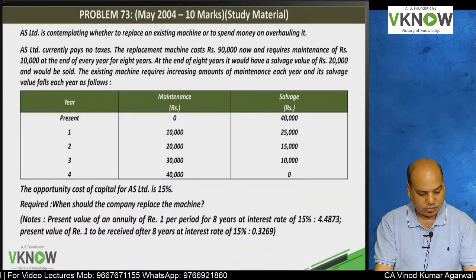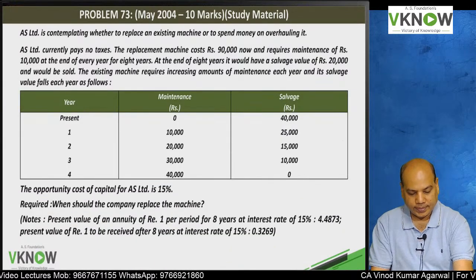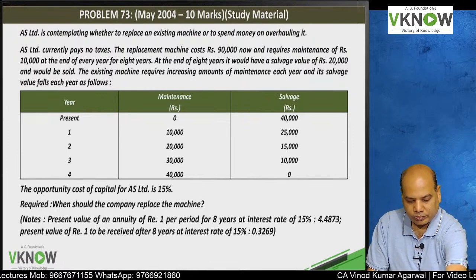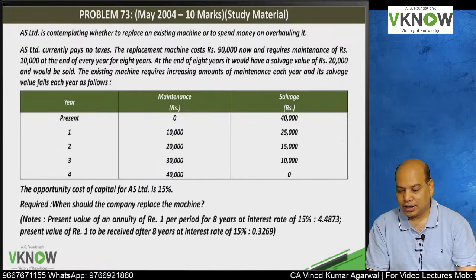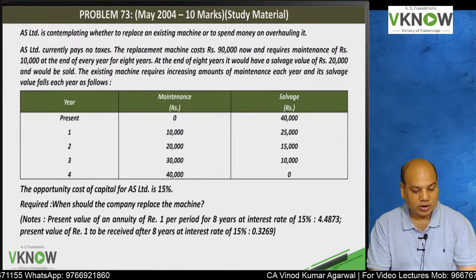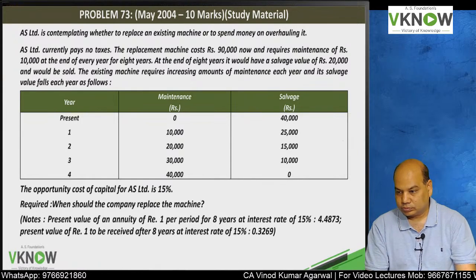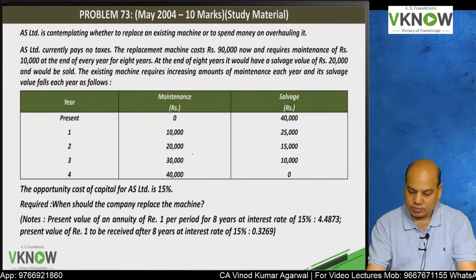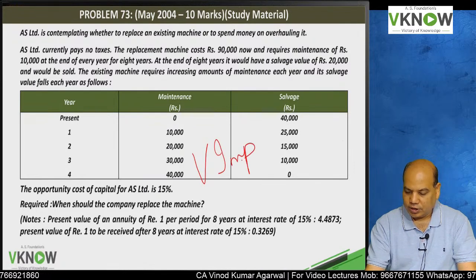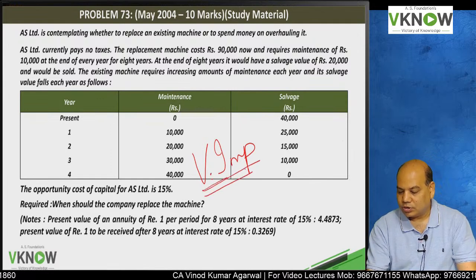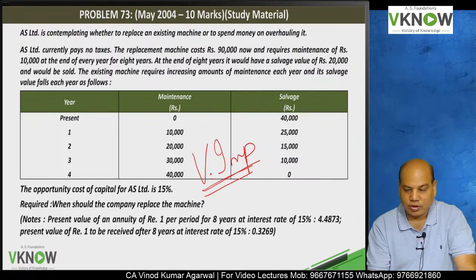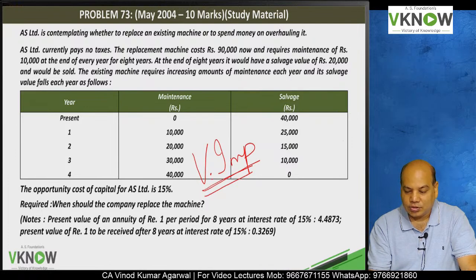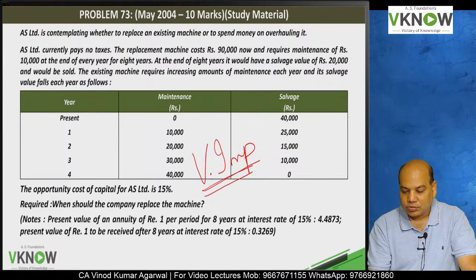Now next is question number 73. Question number 73 is a May 4 exam question for 10 marks, and the same question is appearing in the study material also. Write down, very important question. And this question can be asked in your exam also. Mind my words. AS Limited is contemplating whether to replace an existing machine or to spend money on overhauling it.